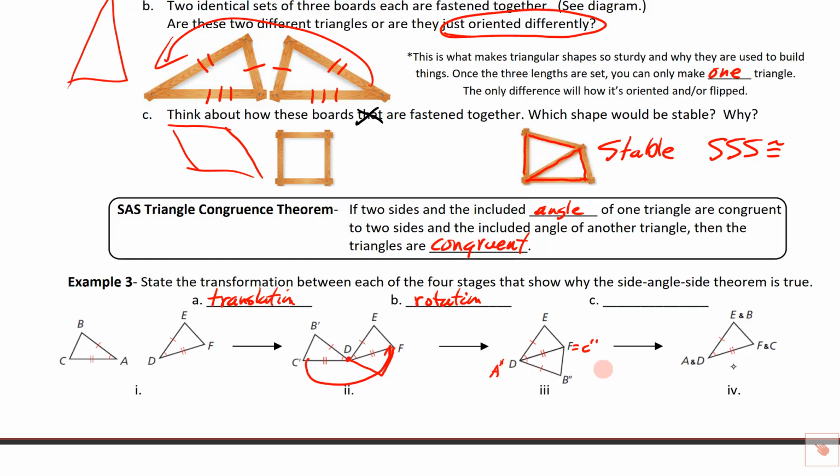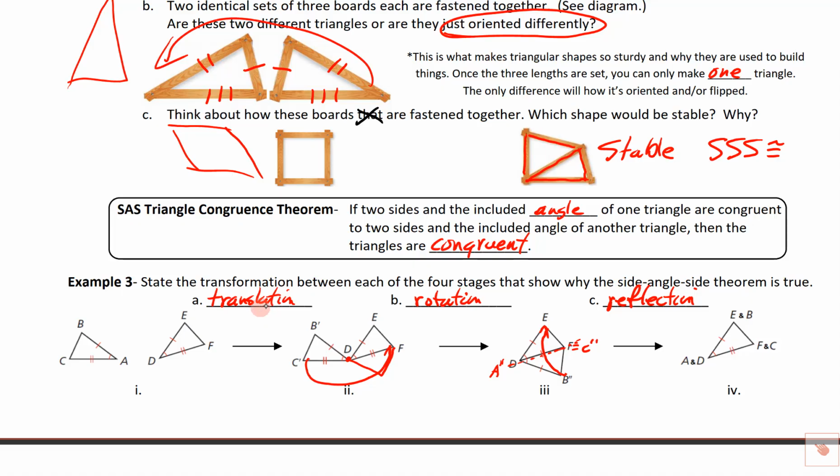So when I've moved this over, what we have is A, D are right next to each other. F and C are right next to each other, and E and B are right next to each other. So how did we go from a diagram that looked like this to a diagram that looked like this? Well, what we did is we took this and we just flipped it over. When we flip it over, that's called a reflection. We kind of used FD as a line of symmetry right here, and we just flipped that over.